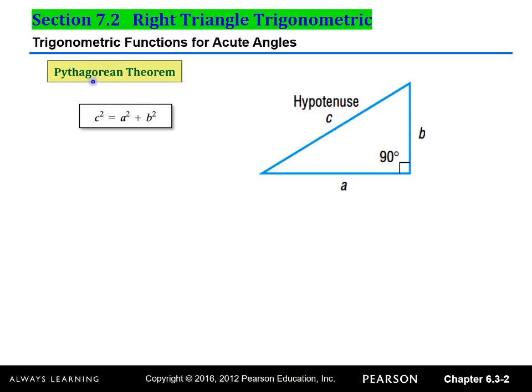So this Pythagorean theorem or law states that in a right-angled triangle, the square of the hypotenuse, or the square of the longest side, which is c squared, is equal to the sum of the squares of the other two sides, which is a squared plus b squared. So this is called the Pythagorean equation.